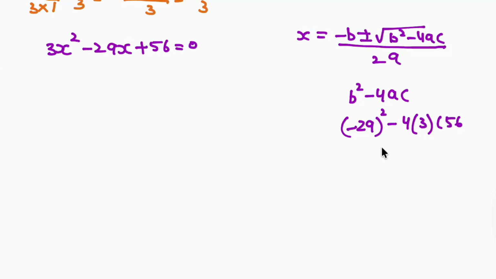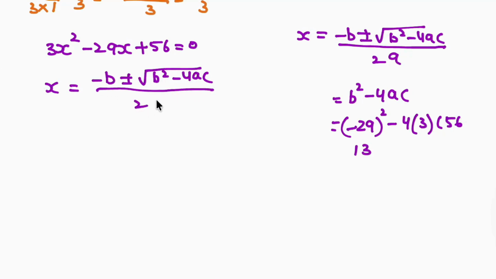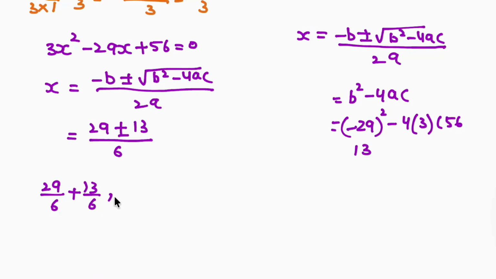Okay, calculator is allowed. So that is equal to 169, and its square root is 13. Now I'll write this formula here: negative b plus minus square root of b squared minus 4ac, over 2a. Negative b is 29, plus minus 13, and over 2a, a is 3, so 2 times 3 is 6. So the two roots are 29 by 6 plus 13 by 6, this is the first root, and 29 by 6 minus 13 by 6, this is the second root.